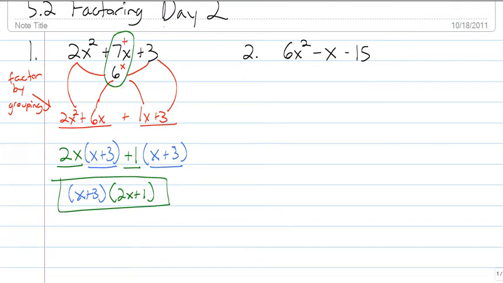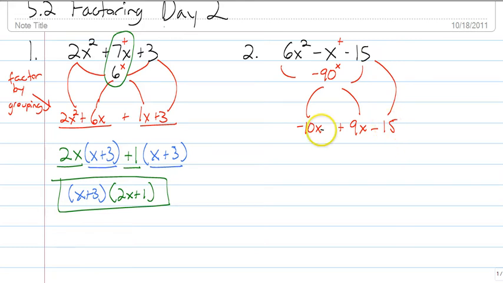Alright, so I'm going to do it again. Multiply the first and last number, and I get negative 90. I need two numbers that multiply to negative 90 that add to negative 1. Hopefully you guys see that that would be a 9 and a 10. If it's a negative 1, it has to be a negative 10x and a plus 9x. Then I bring down the minus 15.